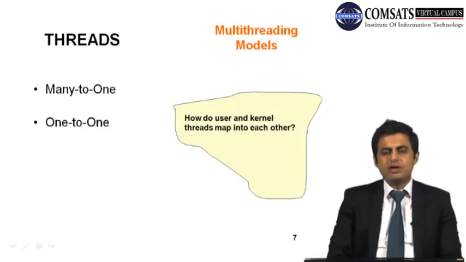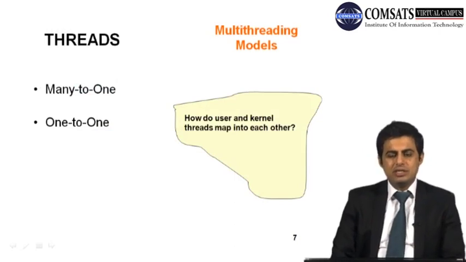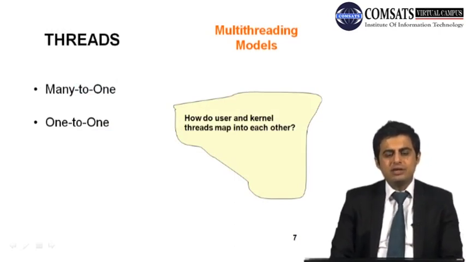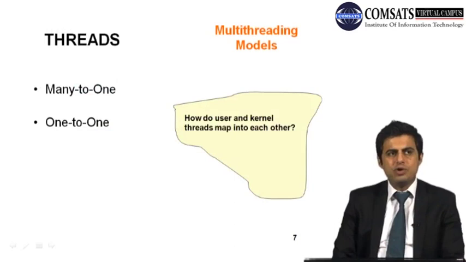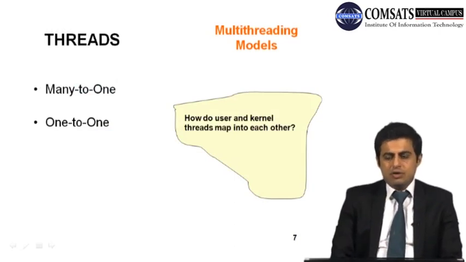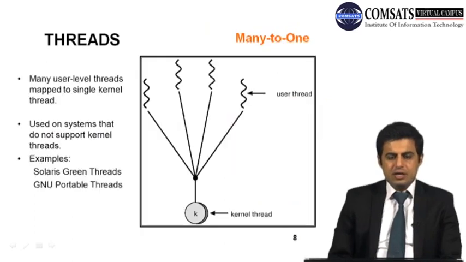Then you have got multithreading models where you have got many to one threads and one to one threads. Okay, how do user and kernel threads map into each other?